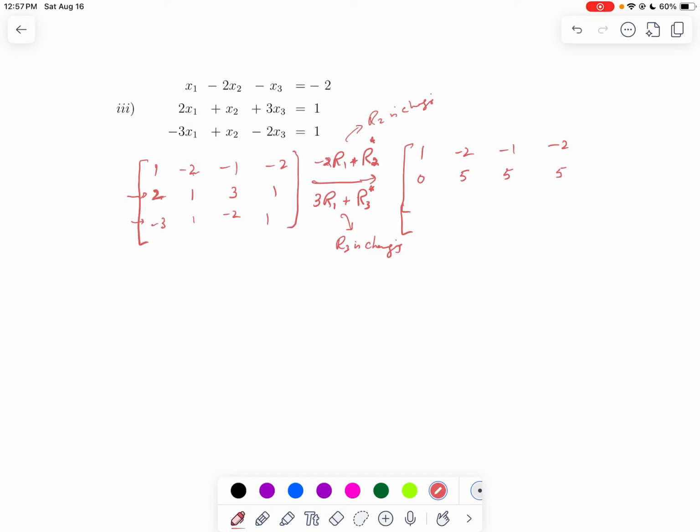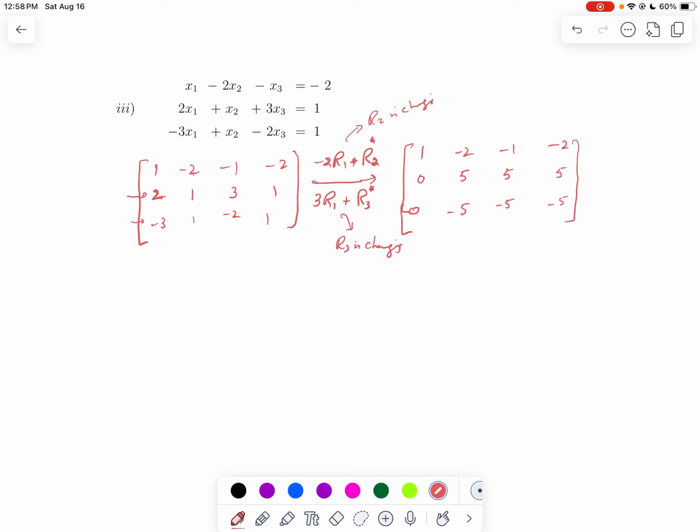Okay, what about the third row? The 3 into 1 is 3. 3 plus negative 3 is 0. 3 into negative 2 is negative 6. Negative 6 plus 1 is negative 5. Negative 1 into 3 is negative 3. Negative 3 plus negative 2 is negative 5. And then the last one, sorry, 3 into negative 2 is negative 6 plus 1, negative 5.